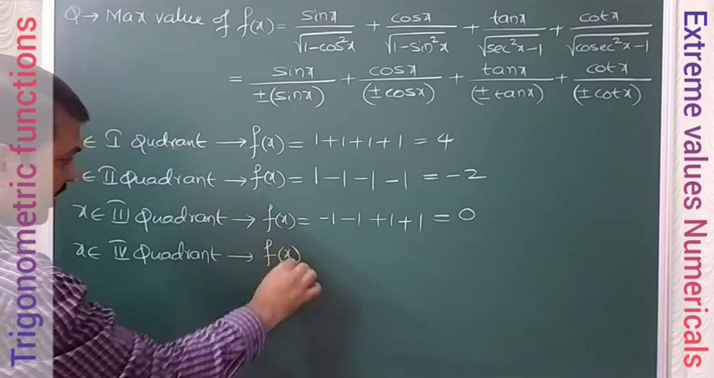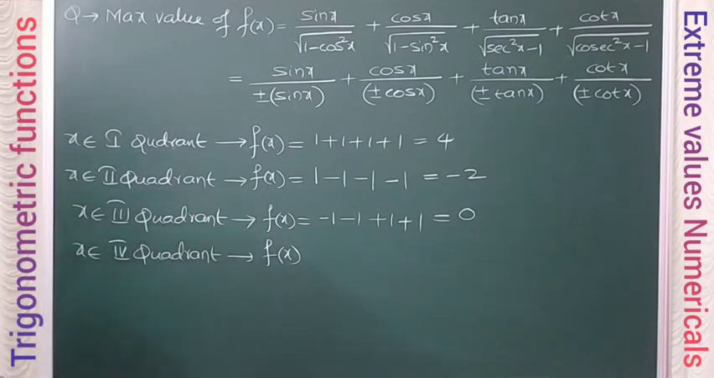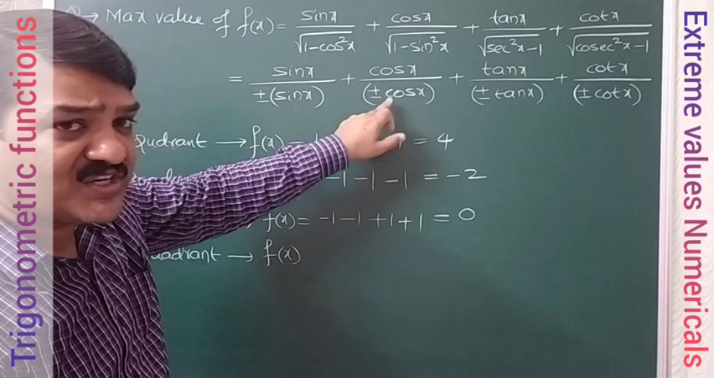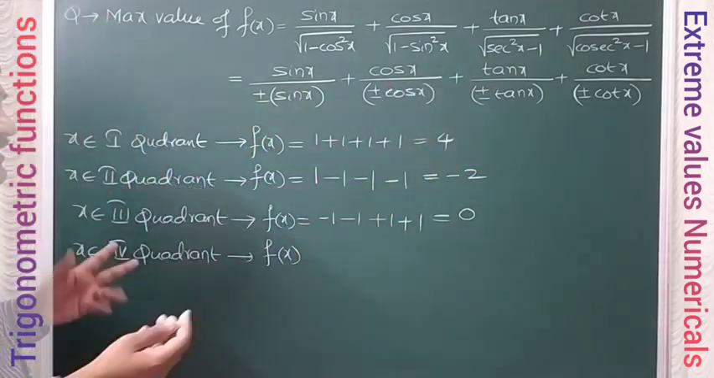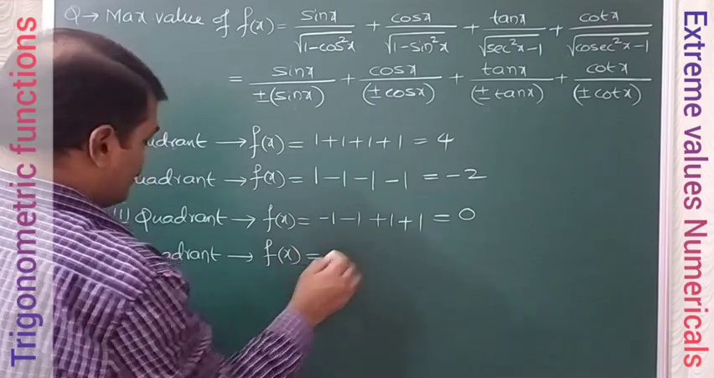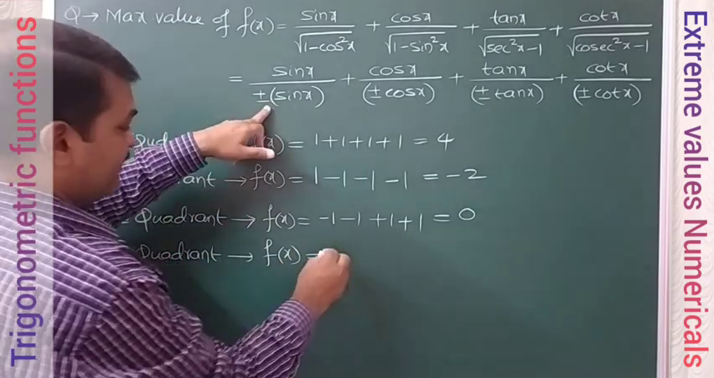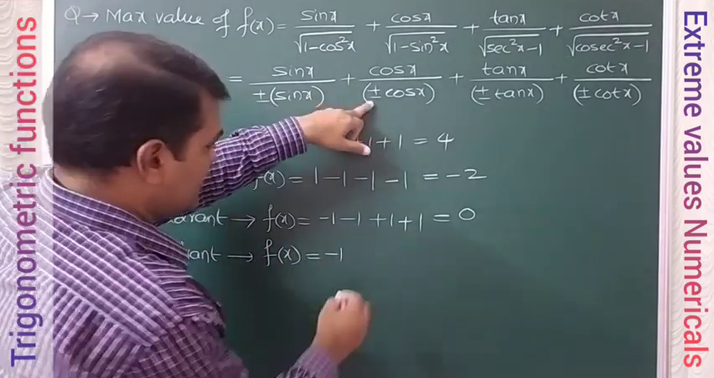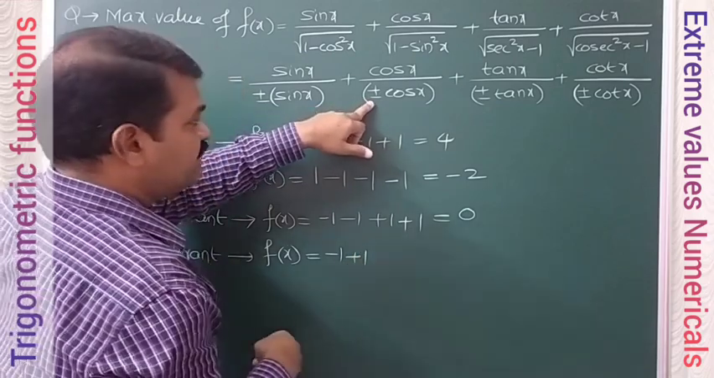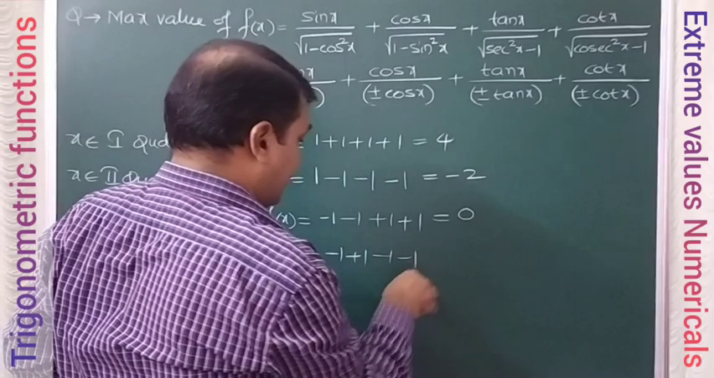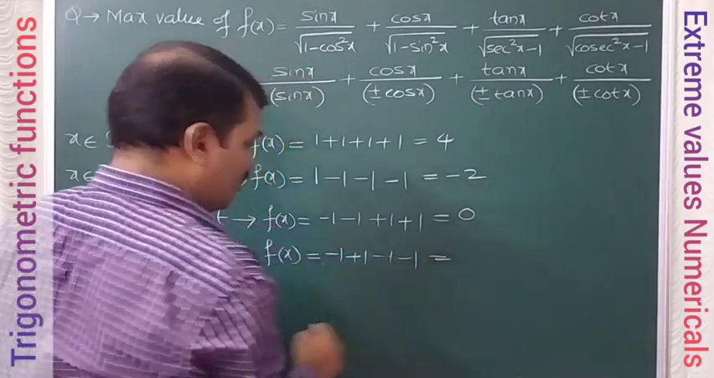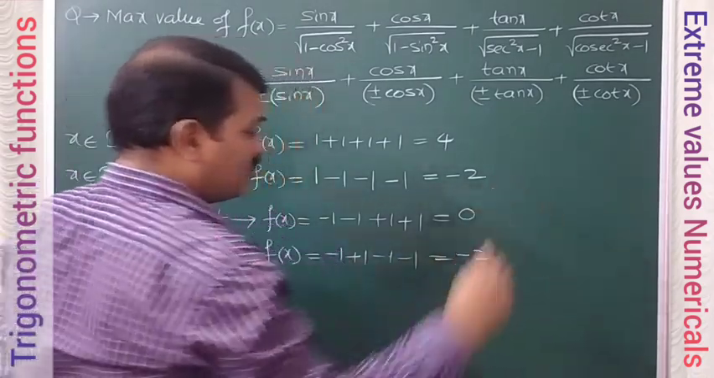When x lies in fourth quadrant, cos and secant are positive. So this cos x function is positive. The remaining functions will be negative. Sin, tan, cot will be negative. So in fourth quadrant, sin is negative, so -1. Cos is positive, so +1. Tan is negative, -1. Cot is negative, -1. So therefore you are going to get -2.